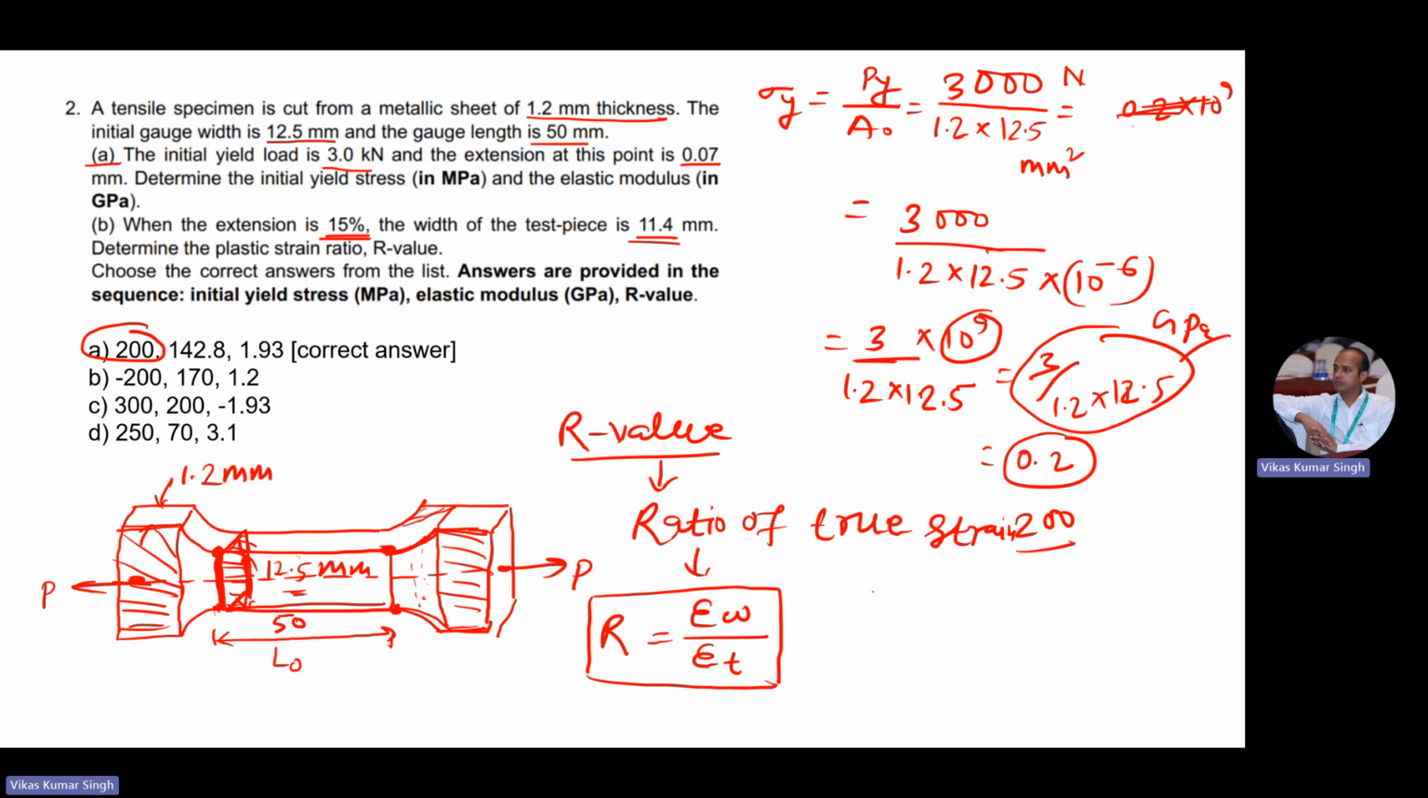Generally, when we are doing sheet metal processing, suppose we have a sheet of thickness T, and we are going to deform it into a cup shape like this. In industry, people generally want to keep this thickness constant. So whatever thickness is there here, the same thickness should be here.